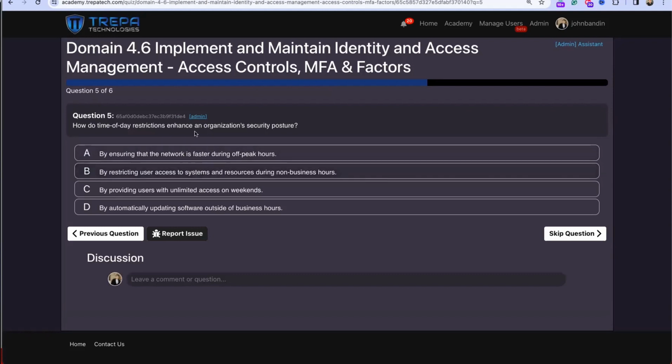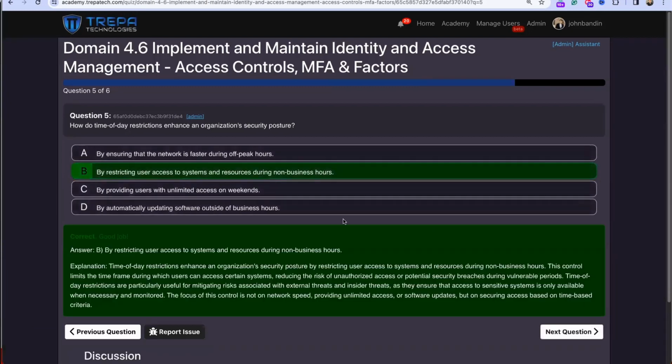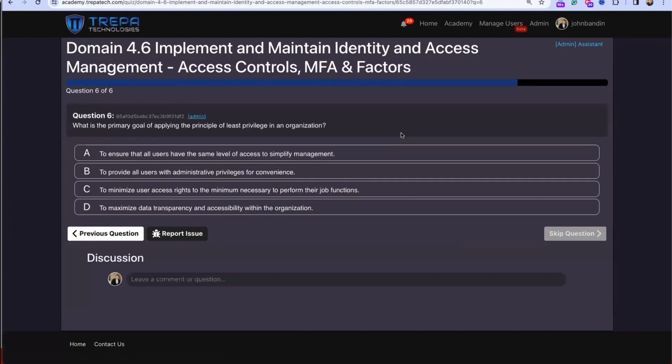Question 5. How do time of day restrictions enhance an organization's security posture? That's going to be B, by restricting user access to systems and resources during non-business hours. The point here is that data exfiltration and insider threats typically occur after hours, because of the nature of humans: people are around me, I'm going to get caught. But when I come in at 12 o'clock suspiciously to do overtime, that's when I'm not going to get caught. So it helps us protect against what we know about the human nature of insider threats or people trying to do something malicious on our network.